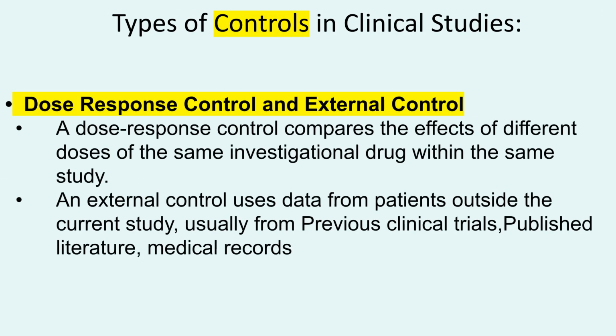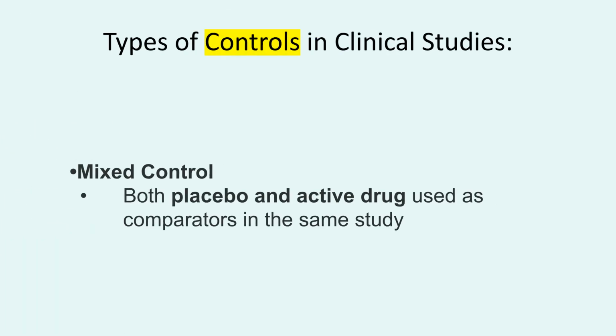While dose-response control compares different doses of the investigational drug within the study, an external control uses data from patients outside the study, such as from previous trials or medical records. A mixed control study uses both placebo, an inert substance that looks exactly like the test drug but contains no drug, and an active drug as comparators within the same study.